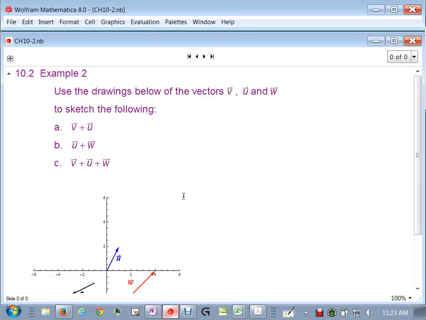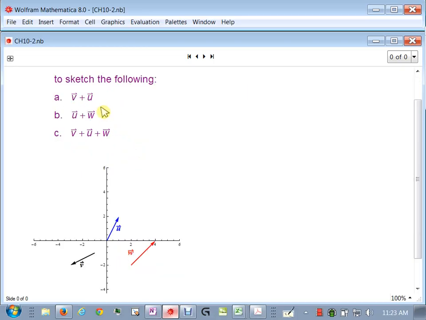A lot of times in this class, when we get to examples that I consider to be somewhat trivial, like this one, I will just direct you as to what you would do, but I won't work through them, and it's left to you to do it on your own. So for something like this, it says use the drawings below of the vectors v, u, and w to sketch the following. So let's just do one of these.